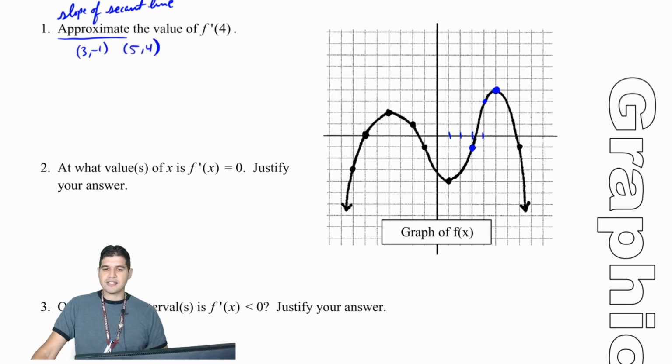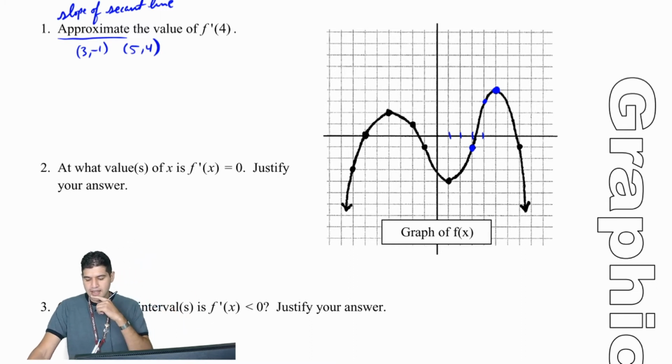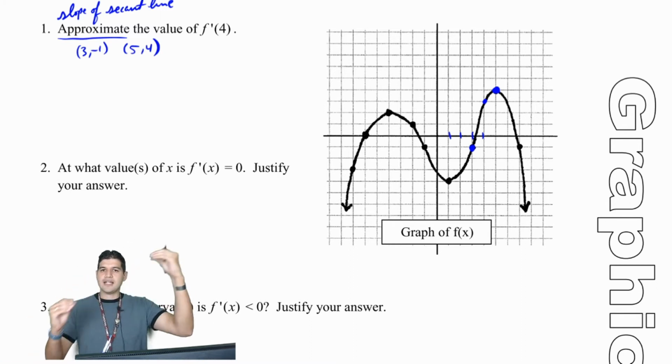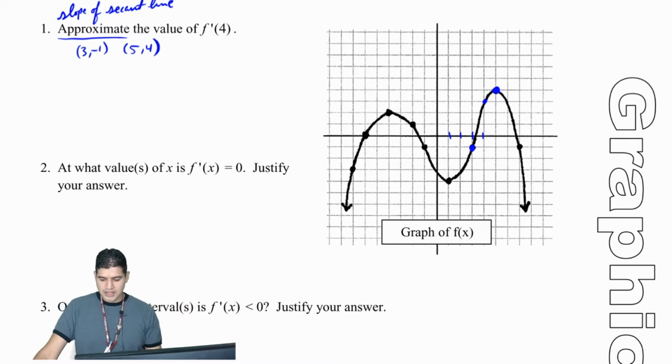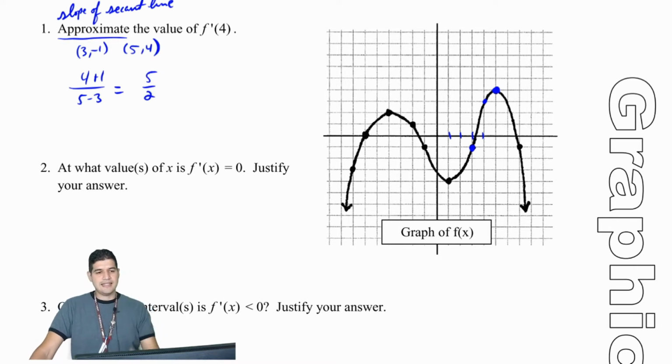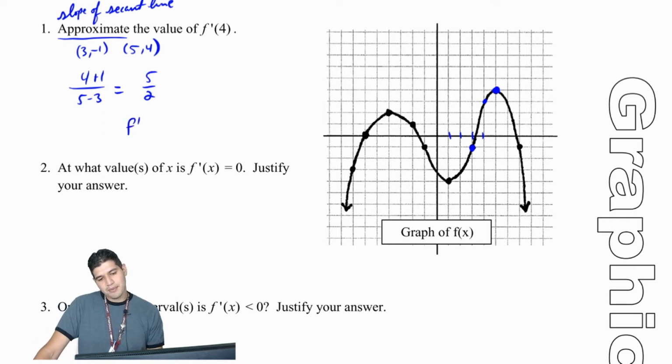So how do I find the slope of that secant line, the line that connects those 2 points? Well, that's just going to be y2 minus y1, so 4 plus 1, over 5 minus 3. And so let's see what I get. I get 5 over 2, and that's going to be the slope of my secant line. So f prime of 4 is approximately 5 halves.